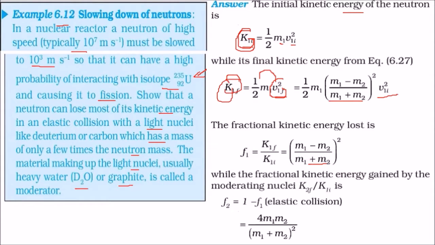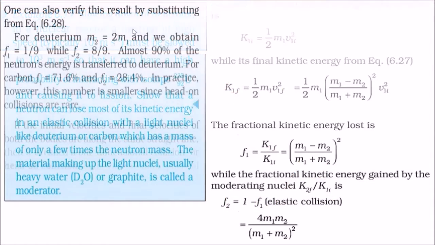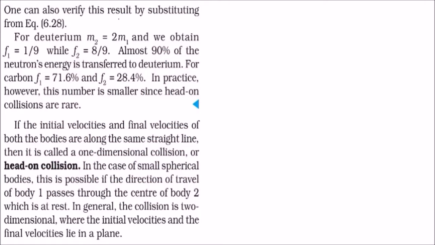Now we have talked about K1f and K1i. But what is the fractional kinetic energy gained by the moderating nuclei, as asked in the question? It is K2f by K1i. Because it is an elastic collision, you can say f2 plus f1 is 1. But we can find out f2 by putting this f1 value in this equation. You get an expression like this. So we can just verify the result by substituting the value.